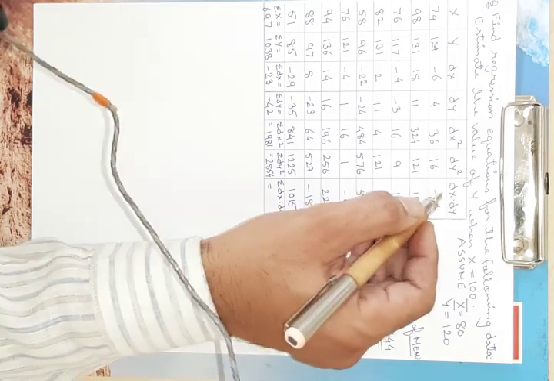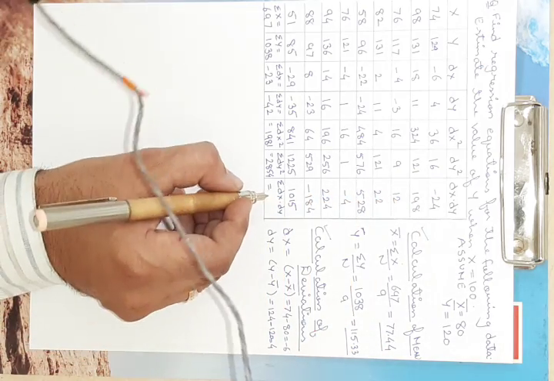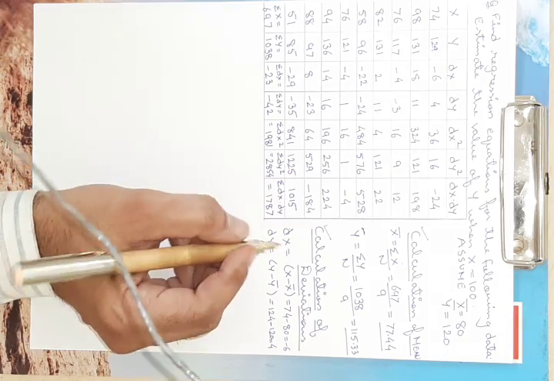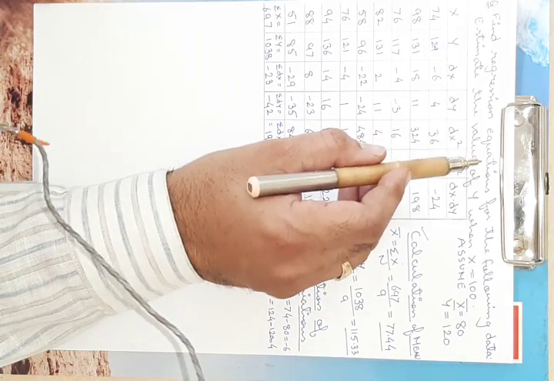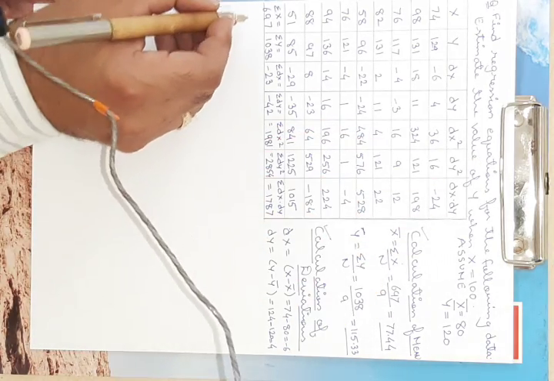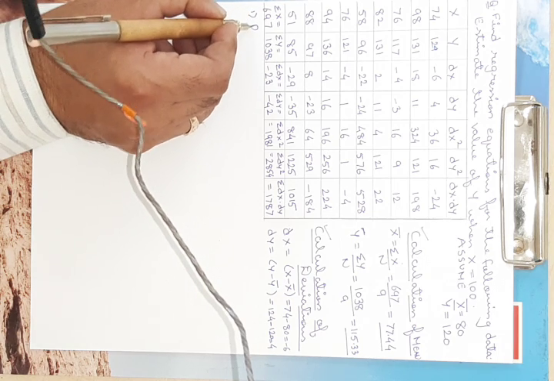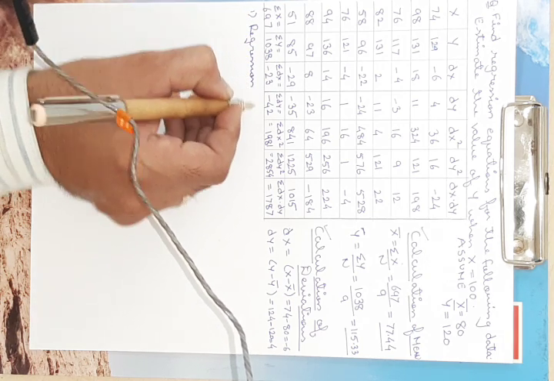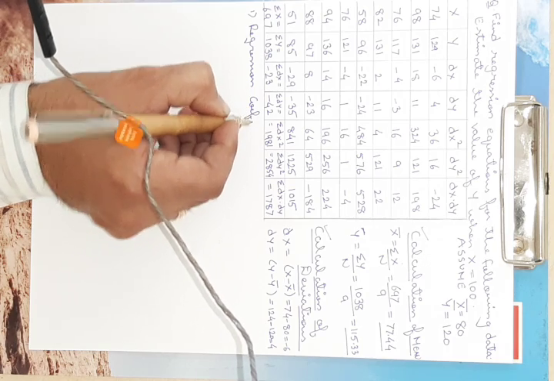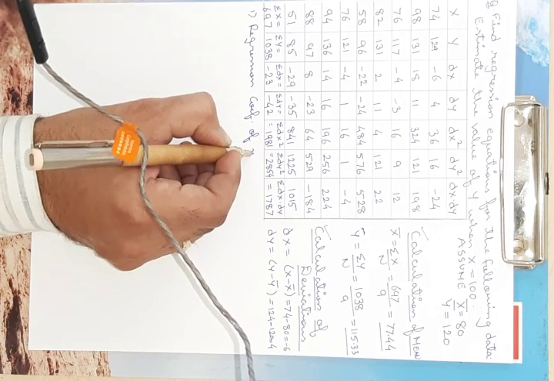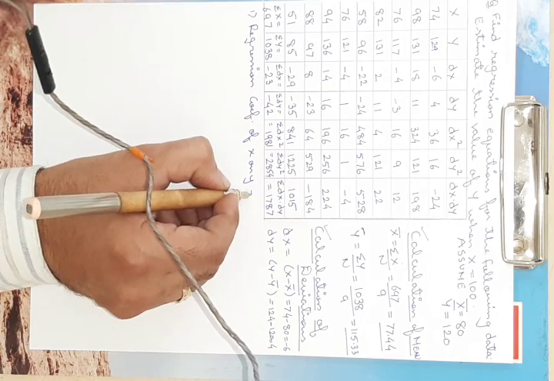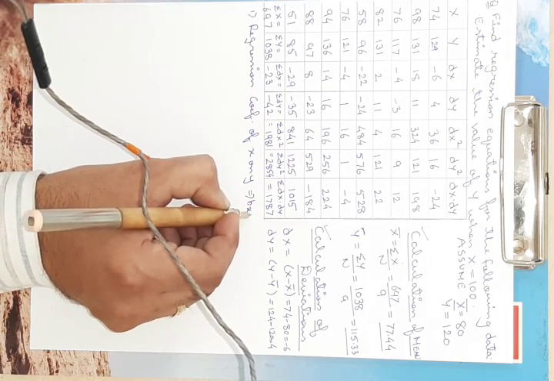So friends, we have now calculated all the values of dx into dy. Now we will take the summation, that is addition of dx dy. It comes out to be 1787. Now friends, next step is we have to find out the regression equation. But for regression equation, number 1, we have to find out regression coefficients. So first is regression coefficient of x on y, which is denoted by bxy.